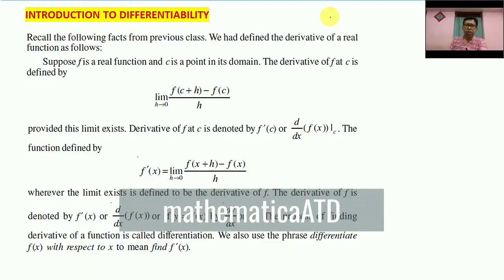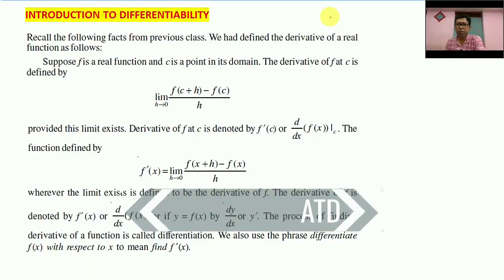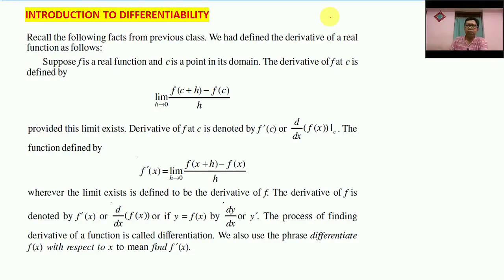Dear students, starting with the introduction to differentiability, first of all, a recap from class 11 standard. We had defined the derivative of a real function as follows. Suppose f is a real function and c is a point in its domain. The derivative of f at c is defined as limit h tends to 0, f of c plus h minus f of c upon h, isn't it? We know this one, and provided this limit exists, this is very important.